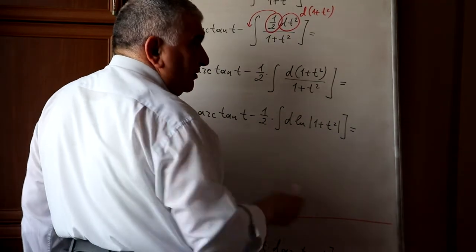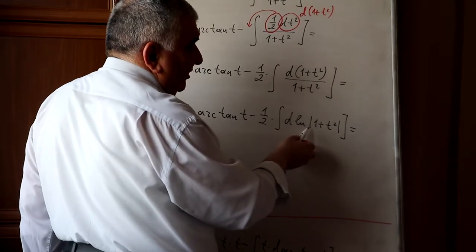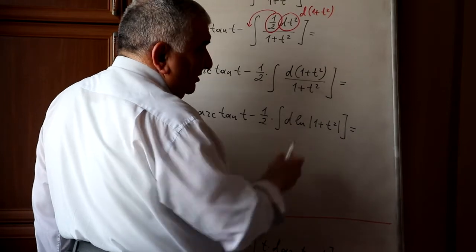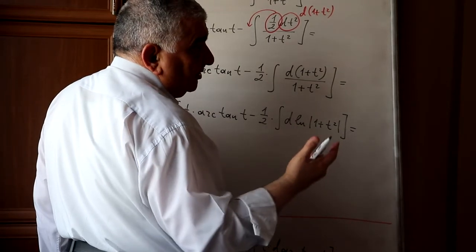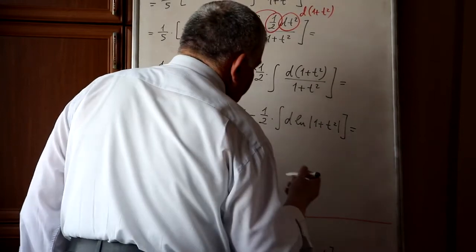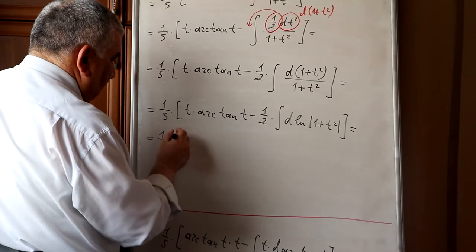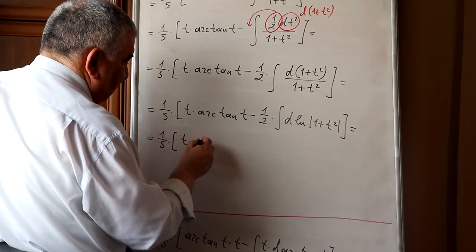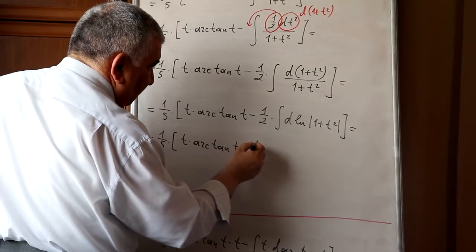Here 1 plus t squared is a positive value, therefore we can change the modulus symbols to ordinary parentheses. 1/5 multiplied by t multiplied by arctangent t minus 1/2.